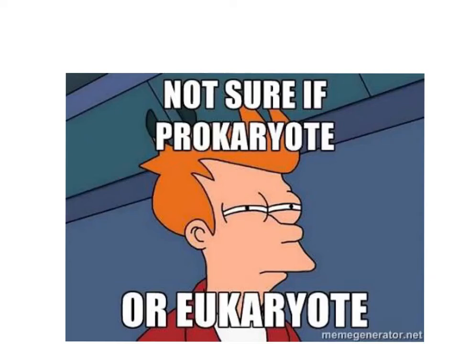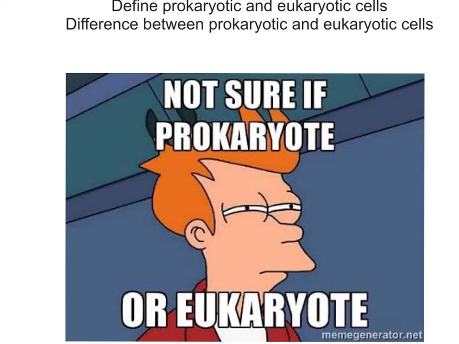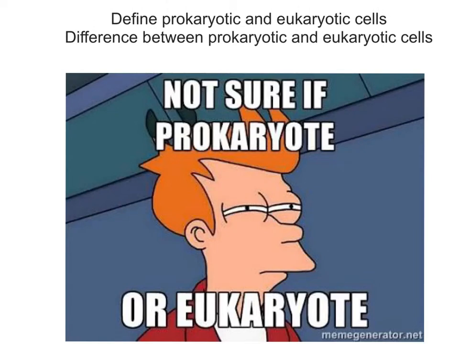Hi, you're right. Welcome back to our video tutorial lessons and to our first lesson for biology in term 3. In this video, we're going to be looking at some stuff that you have already learnt in class. The two objectives we're going to be covering are defining prokaryotic and eukaryotic cells, and learning about the differences between these two types of cells.